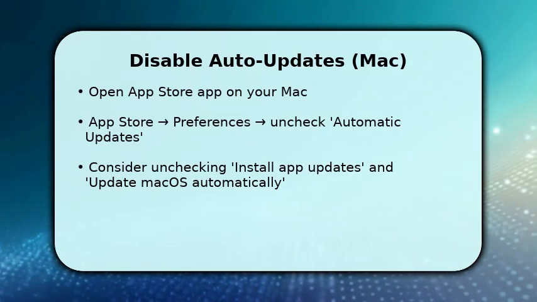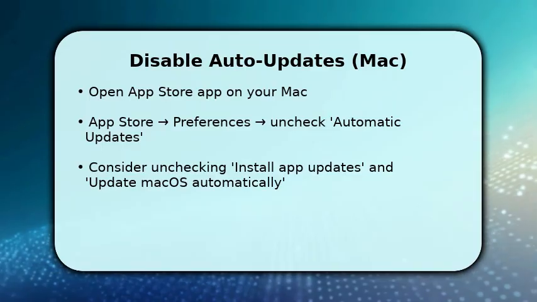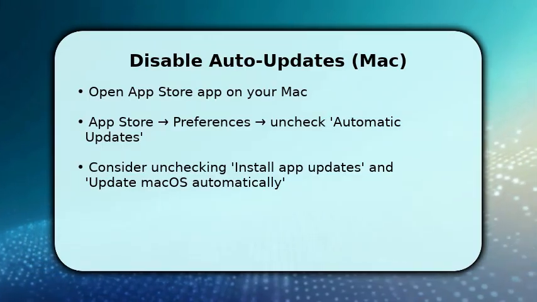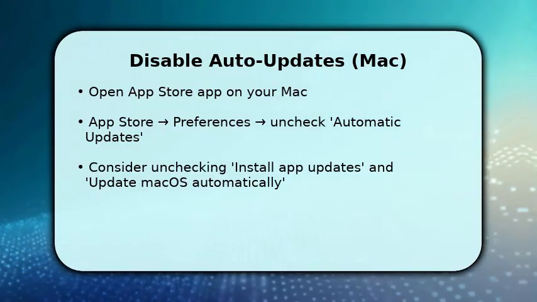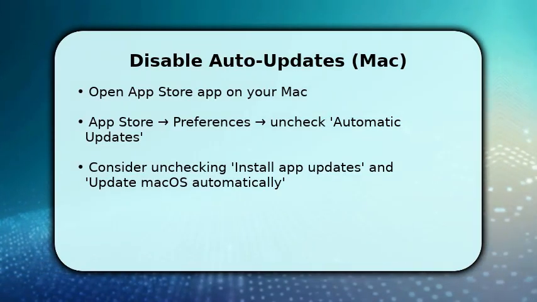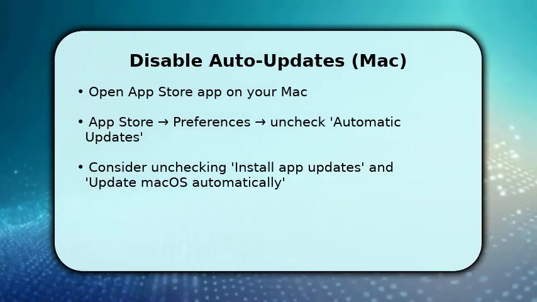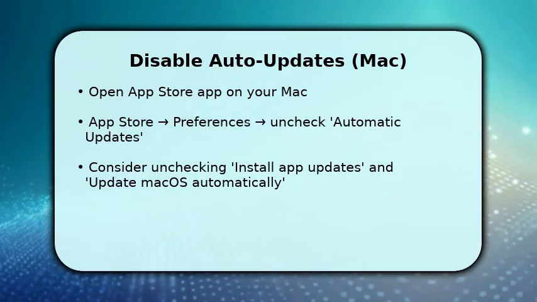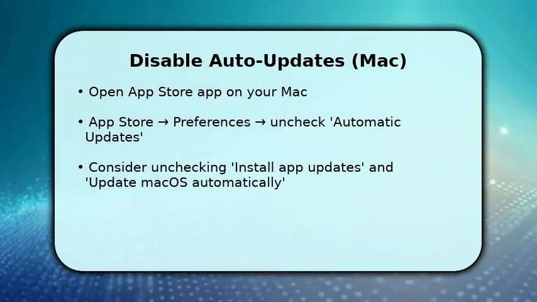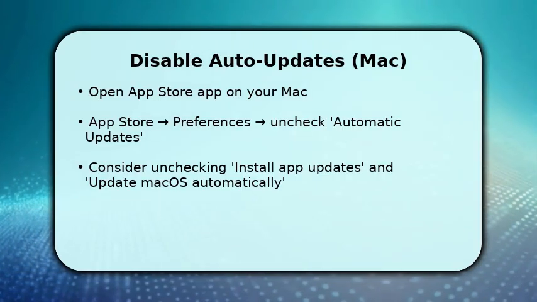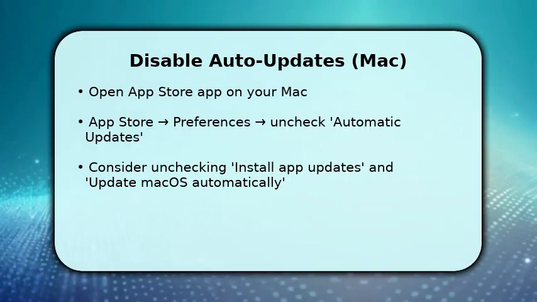On a Mac, start by opening the App Store app and choosing Preferences from the menu bar. Uncheck Automatic Updates and also uncheck Install App Updates if you want total manual control. If you share the Mac, make sure Update Mac OS Automatically is set per your preference so system updates don't force app upgrades tied to new OS versions.